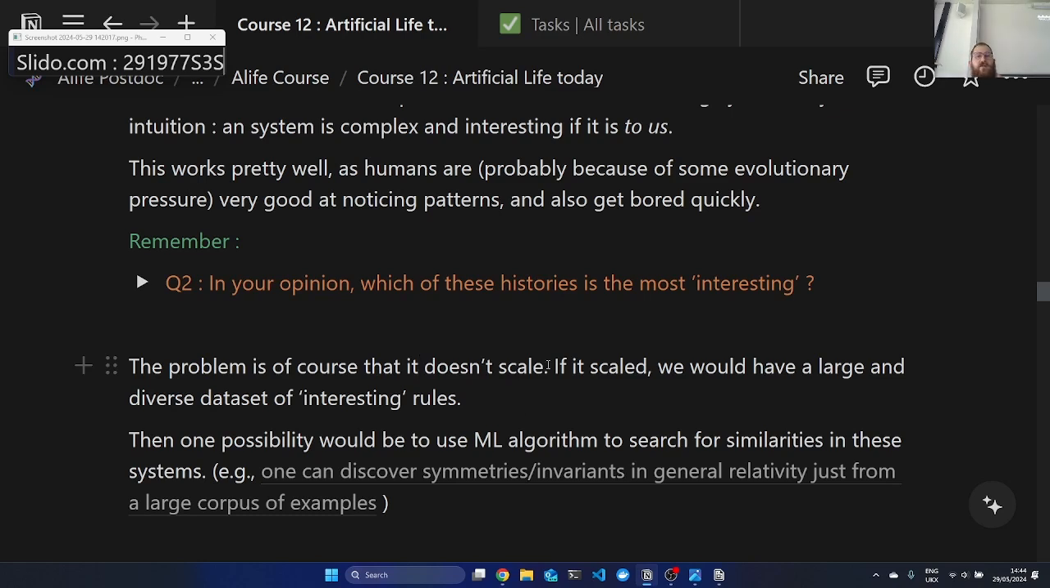What I wanted to say is, if this method was able to scale, this means that we would be able to have a huge data set of relatively interesting alive models and very different models. Some are discrete CA, some are continuous, some are agent-based. And so then if you have a very big data set, there exist some machine learning methods that, given just a raw data set with no other information, try and search for similarities or hidden invariants behind the data.